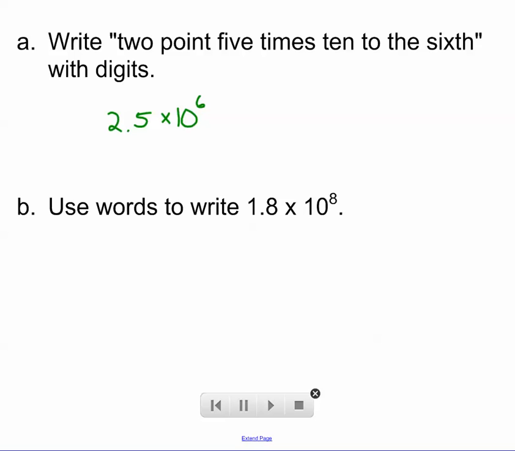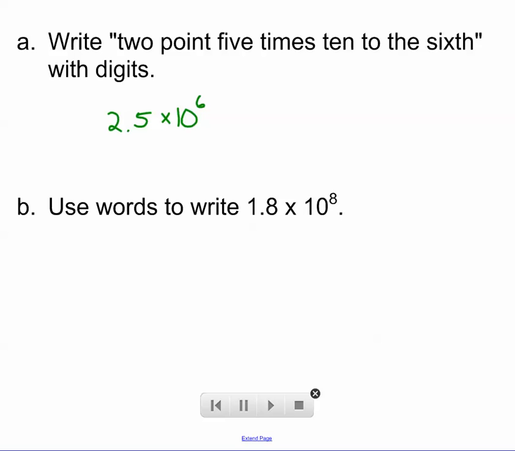We're always going to have a number that is greater than or equal to 1 right here. It's always going to be less than 10, though. So it's going to be a 1 through a 9 right here, and you may or may not have a decimal. And then it's always going to be multiplied by 10 to some power. That power could be anything. In fact, it could be 0 or it could be negative. But today we're just dealing with positive exponents. And we're going to use words to write this number that is in scientific notation.